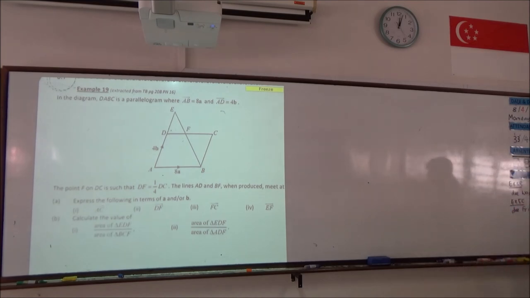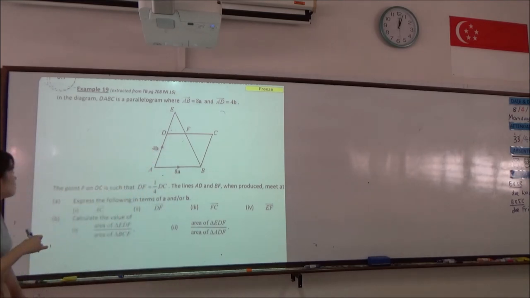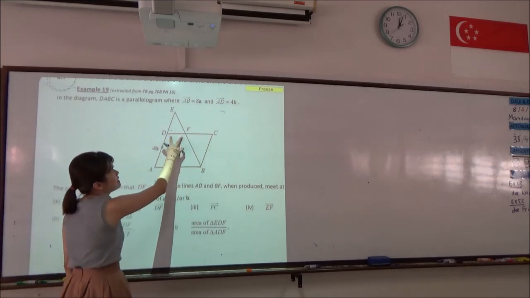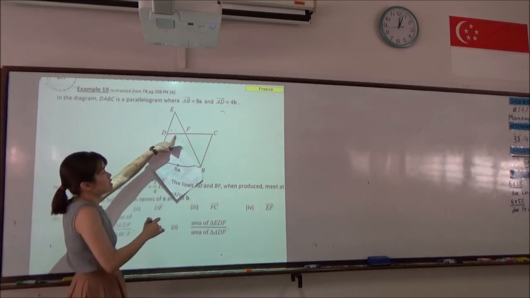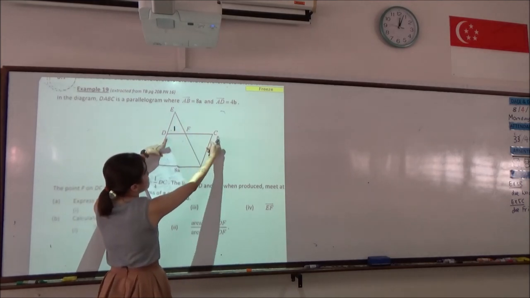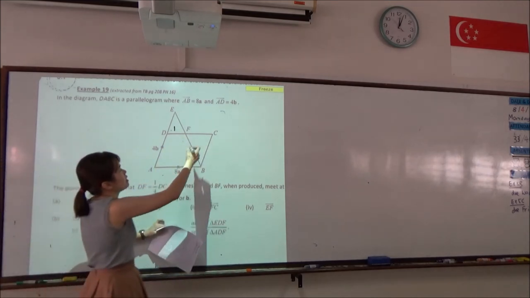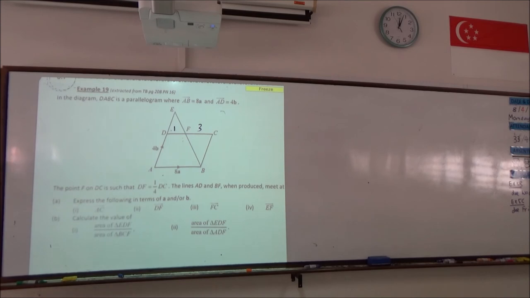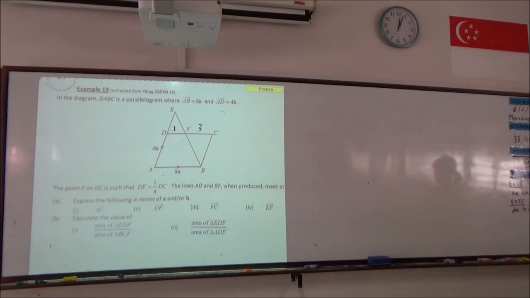Question, you are given that DABC is a parallelogram where AB is 8A and AD is 4B. The point F on DC is such that DF is equal to 1 quarter of DC. So DF is 1 quarter of DC, that means DF is how many units as compared to DC? 1 unit to 4 units, right? So the whole of DC is 4 units. If this is 1 unit, FC will be how many units? 3 units. Take note that I'm looking at units, not cm or anything, because it's only a ratio. Then it says that the lines AD and BF when produced meet at E.